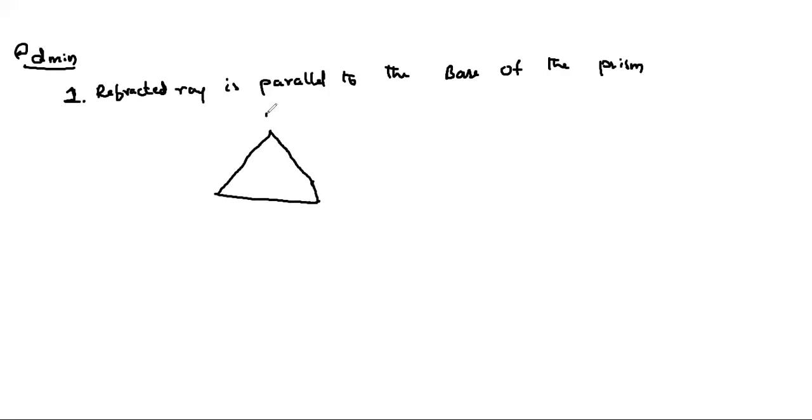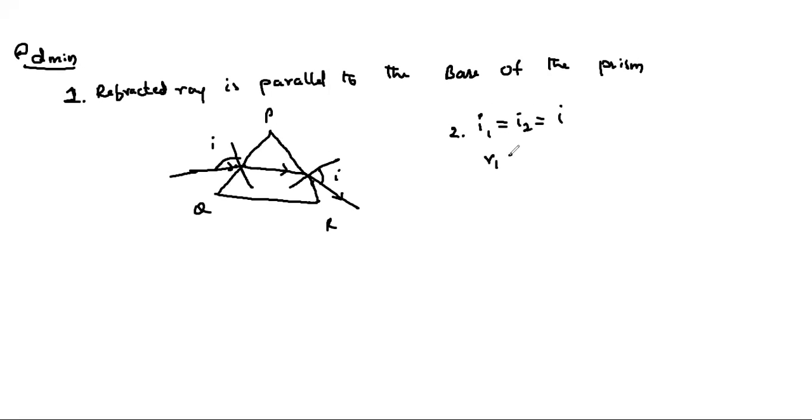This is my prism PQ, this is the incident ray, the refracted ray is parallel to the base of the prism, and this is my emergent ray. So whenever you get this condition, you will get the angle of incidence equal to the angle of emergence. This is the second conclusion: angle of incidence is equal to angle of emergence. Let us take the angle of incidence and the angle of emergence both as I, and during this condition R1 will be equal to R2. So these two angles I consider as R.